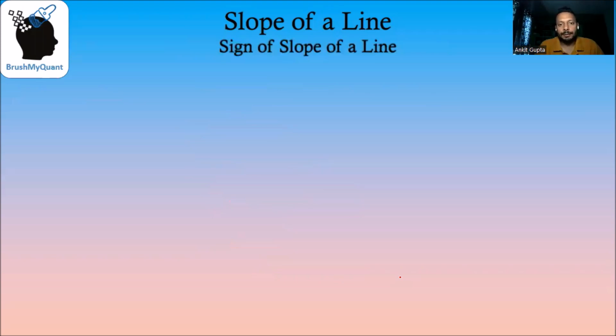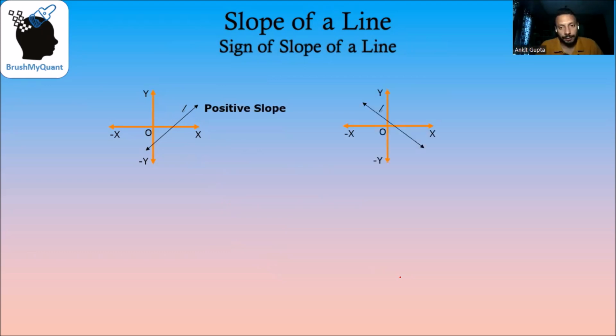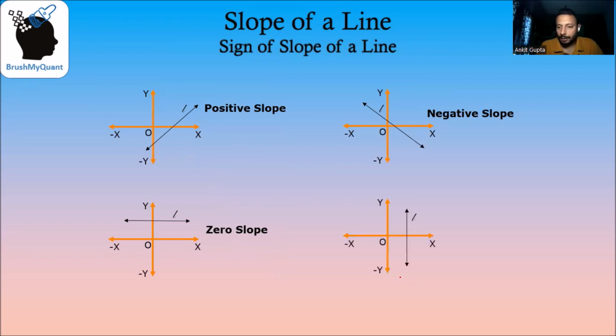Let's see what are the different signs of slope of a line given how inclined the line is. So if the line is tilted towards right, as shown in the figure, then the line will have a positive slope. If the line is tilted towards left, as shown in the figure, then the line will have negative slope. If the line is parallel to x-axis, then the line will have zero slope. And if the line is perpendicular to x-axis, then the line will have undefined or infinite slope. So given how inclined the line is, this is how we can go and find the sign of slope of a line.